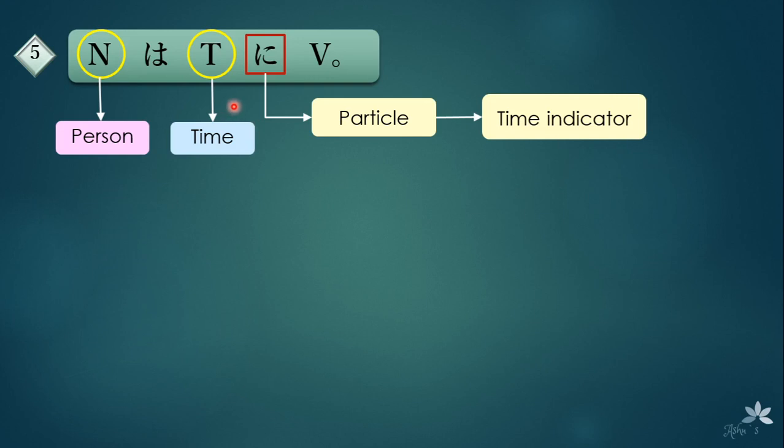Friends, whenever we have to say that an action takes place at a particular time, then we have to use the particle ni after the time. Let's understand with some examples.